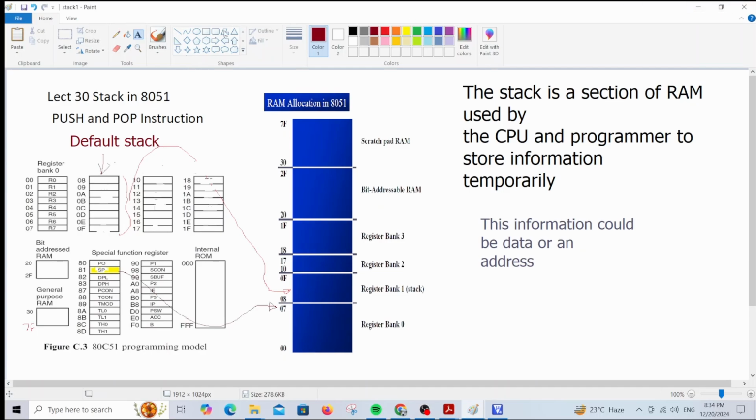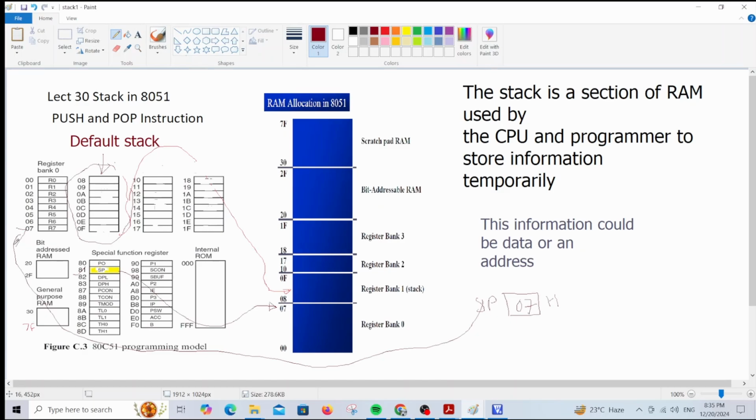First of all, in 8051, there is one important SFR known as stack pointer. This is that stack pointer. This SFR is actually pointing to the stack area. Now, by default, I can say that this is the stack area, because when you reset the microcontroller 8051, SP stack pointer will have address 07H. So by default, stack pointer is pointing to this location 07H of the RAM.